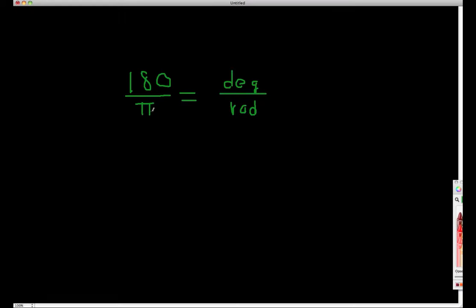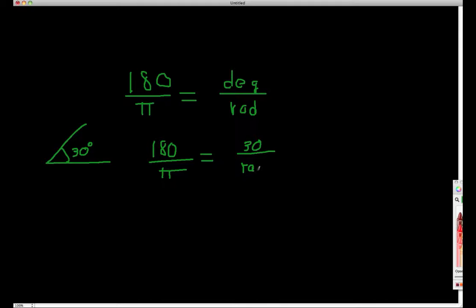So how do we use this to compute? Let's look at an example. Suppose we have an angle which is 30 degrees, and I want to convert that 30 degrees into radians. So what I do is I take 180 divided by pi, and I say that equals 30 degrees, 30 divided by whatever the angle is in radians.